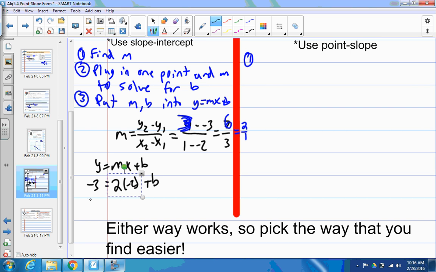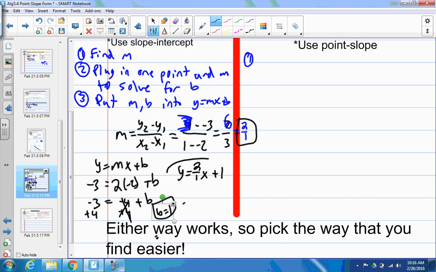Then this would be negative 3 equals negative 4 plus b. And to solve for b, we would simply add 4 to both sides, and that would cancel out here. We'd have 1 as our b value. Now to put that back into slope-intercept form, now that we have the slope and the y-intercept, we have y equals 2 over 1 x plus 1.